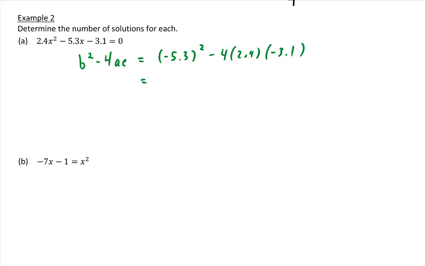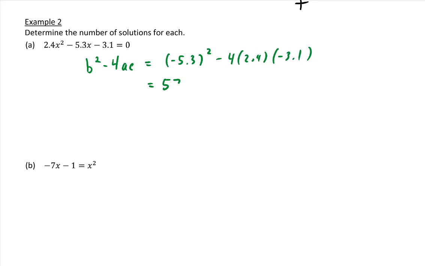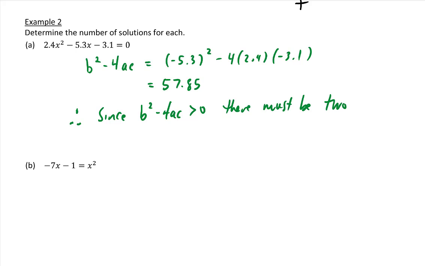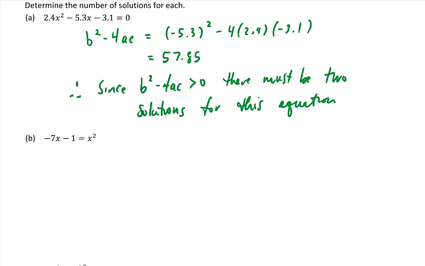But let's determine the value for the discriminant. So for this one I get 57.85, which is definitely greater than 0. So we can say, therefore, since b squared minus 4ac is greater than 0, there must be two solutions, roots, or zeros for this equation. Okay, so if we were to graph this parabola, it would cross the x-axis twice. Let's try the next one.